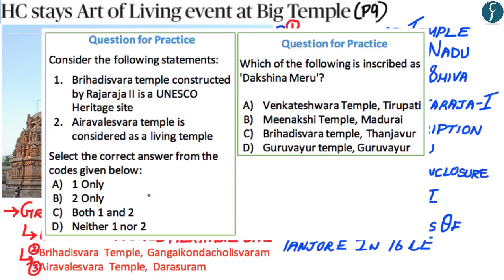Now the correct answer to the first question is B, 2 only, wherein the Brihadeeswara Temple, which is located in Thanjavur, and also the Brihadeeswara Temple, which is located in Gangai Konda Cholapuram, was built by Raja Raja I. And apart from this, all of the three temples which have been explained are part of the Great Living Chola Temples, and therefore all three are considered as living temples. And with regards to the second question, you already know that the correct answer is C. And so now with this, let us move on to the next article.